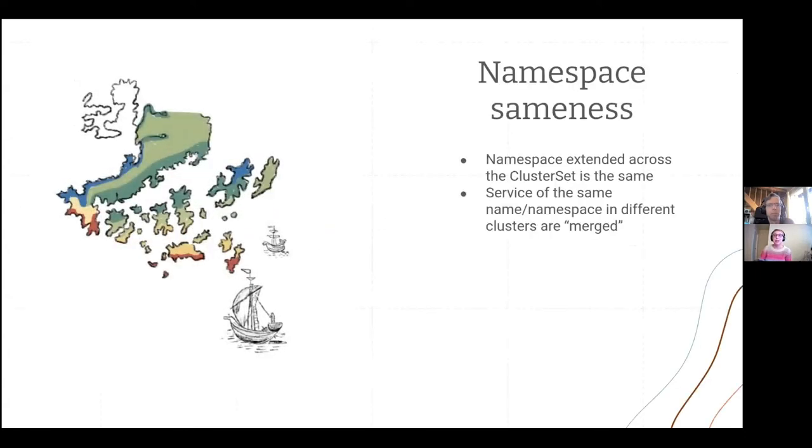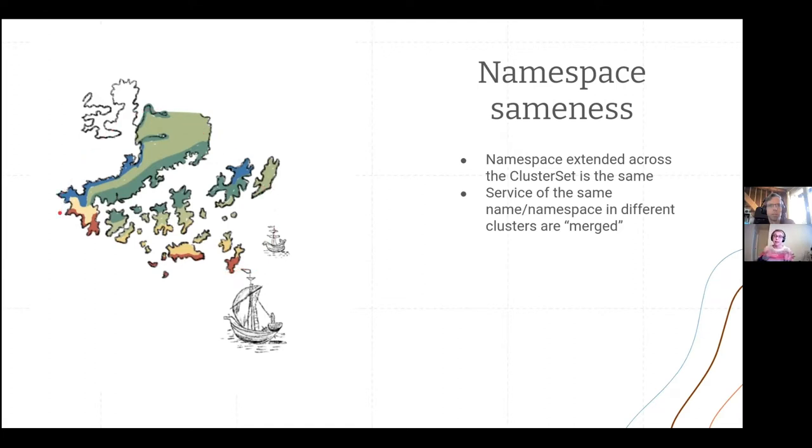First up is namespace sameness. This is the driving principle for MCS that shared namespaces across a cluster set should have the same contents everywhere, especially services. This is similar to the idea of extending services to a cluster set or extending namespaces to cluster sets. Think of it like when the same type of terrain or climate is shared across a certain latitude on the map, like we can see in our little map here with the colored regions existing across multiple islands.